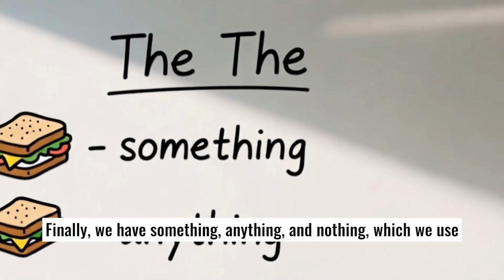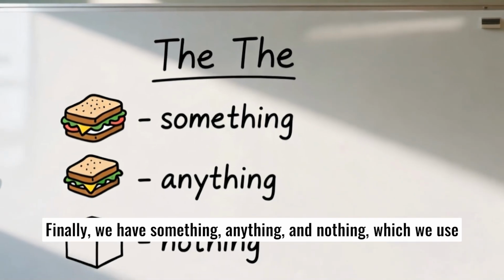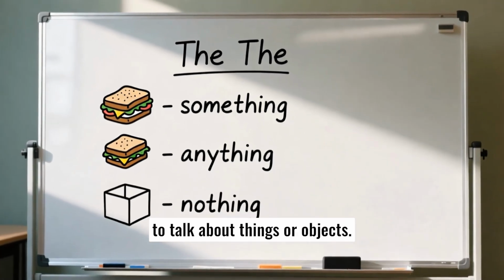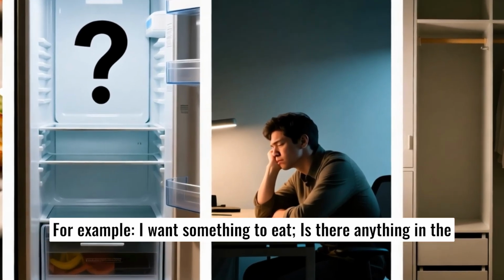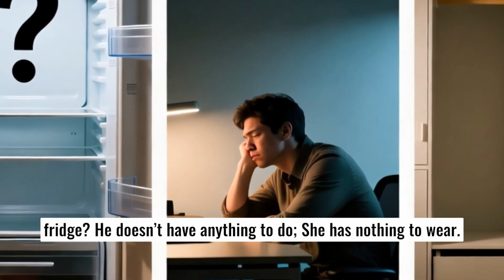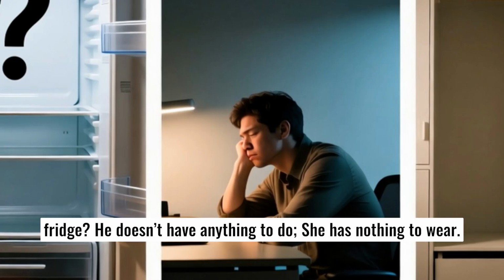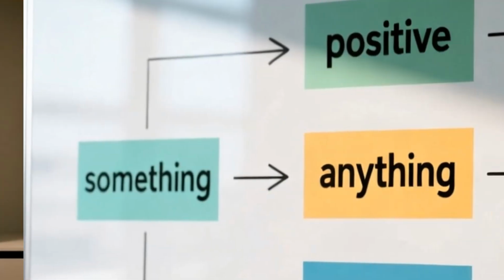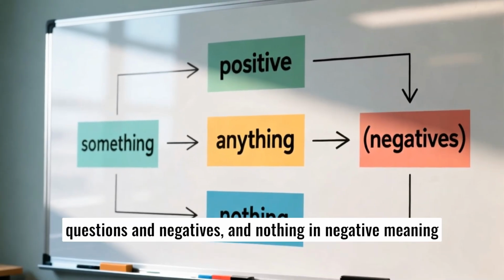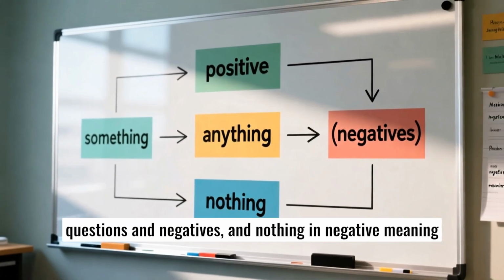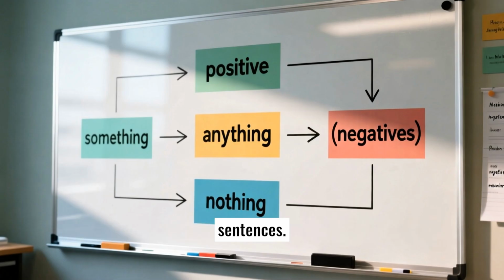Finally, we have something, anything, and nothing, which we use to talk about things or objects. For example, I want something to eat. Is there anything in the fridge? He doesn't have anything to do. She has nothing to wear. Again, we use something in positive sentences, anything in questions and negatives, and nothing in negative meaning sentences.